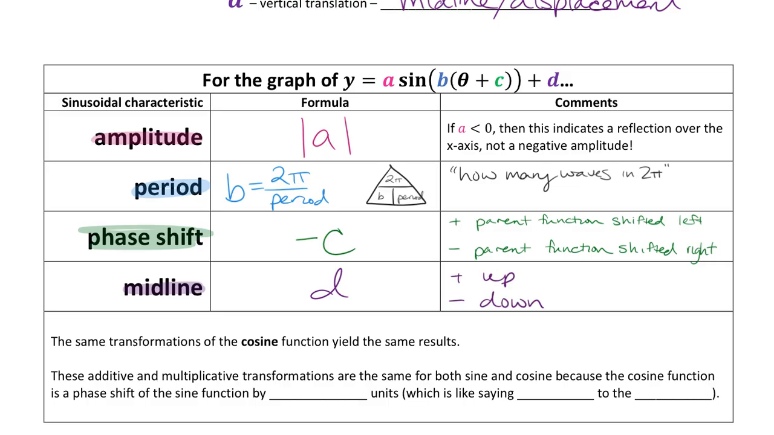What is that? That's the word up. No, is that an A? You're right. My handwriting is trash. That is supposed to be a D. Does that look better? Yeah. Okay.